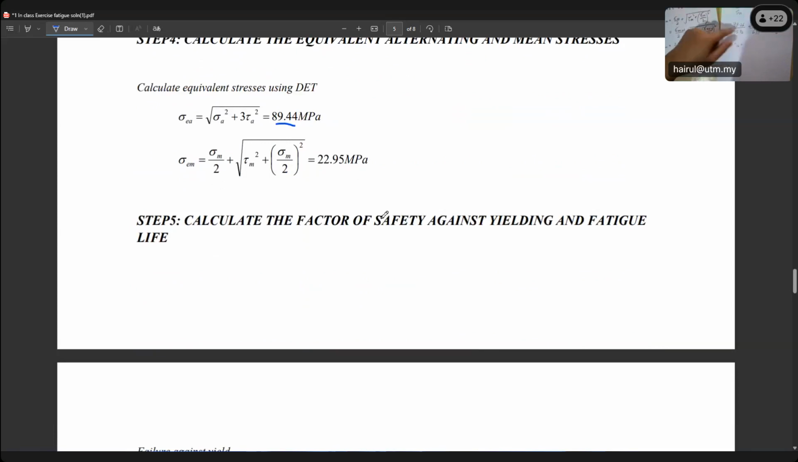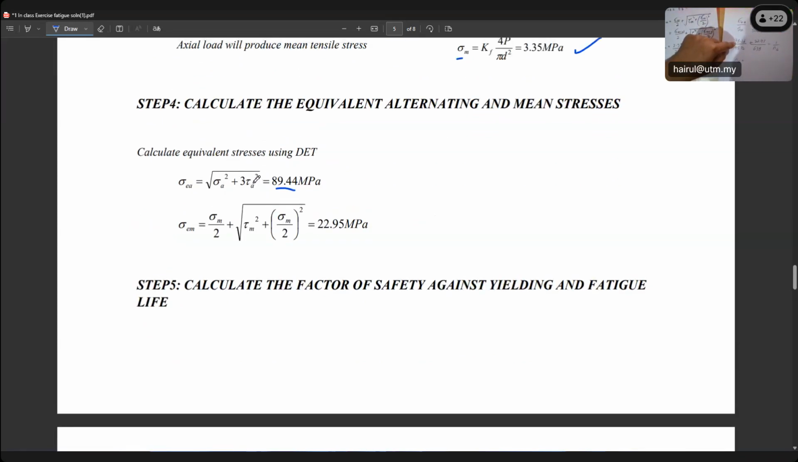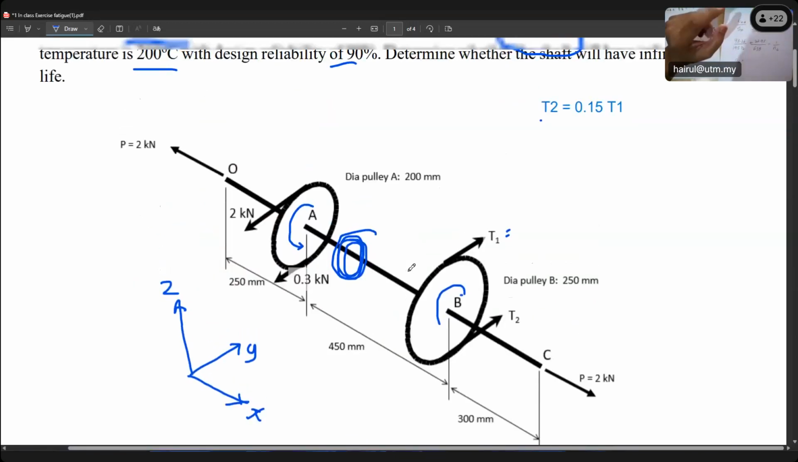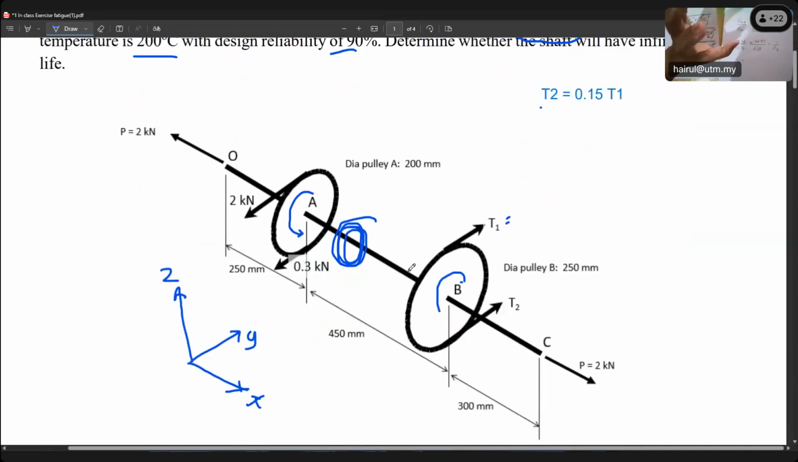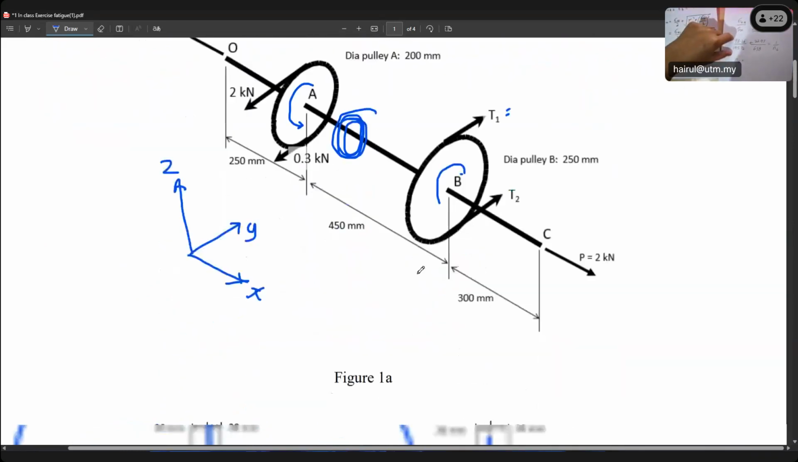Class, calculate it for me. 78.26 over, because sigma EA over SN. SN is 105.72. Sigma EA is 78.26, but the solution put 89.44. I think something is wrong, because we don't have T. It is supposed to be sigma bending only. Sigma A is only bending. You don't have torsional stress unless it said that the torsional is fluctuating. No, torsional stress remains constant through time.